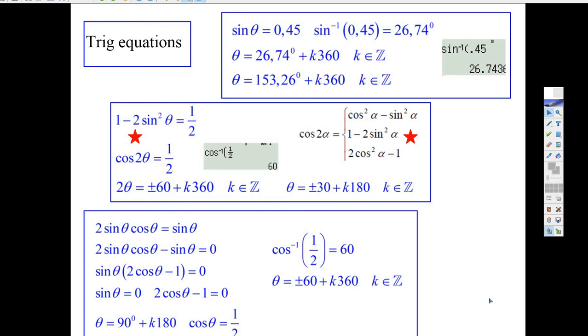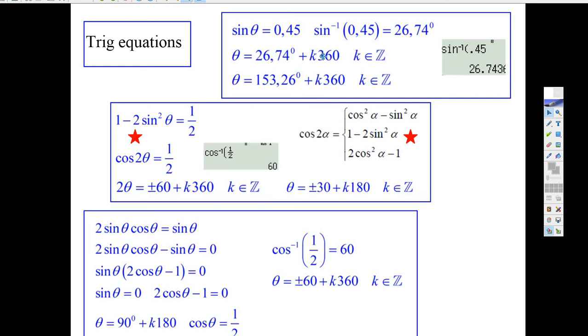Okay, now we're going to look at trig equations and general solutions. If you have something like sine theta equals 0.45, and you're asked to solve, find out what theta is, it's so easy. You go shift sine of 0.45. You put that in your calculator, and it tells you the answer is 26.74 degrees. Well, there's your answer. You've solved the equation.